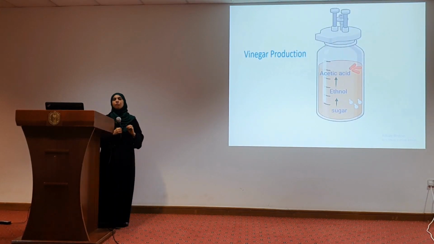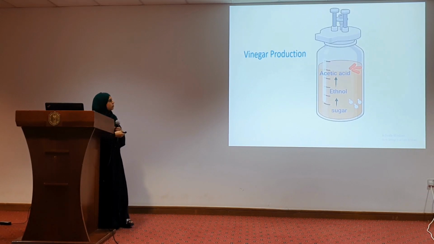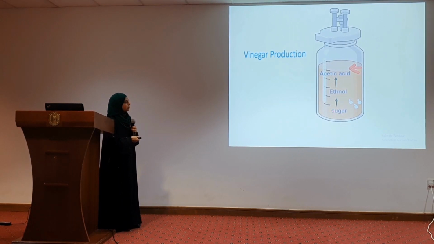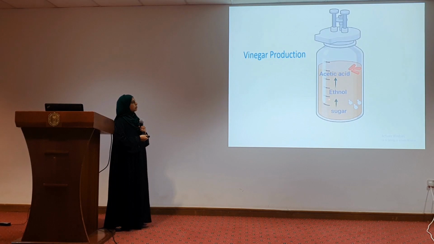The production of date vinegar occurs through two stages. In the first stage, as you can see here at the bottom of this bottle, we have the sugar that's present in the date, and because of the presence of yeast, it converts the sugars into ethanol. So this is the first stage, the ethanol production.